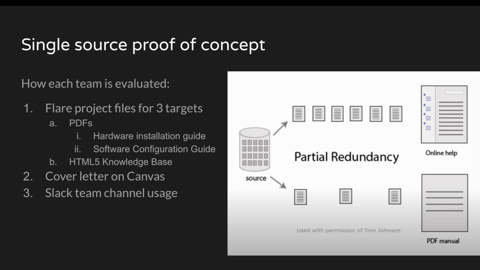Number one, you're going to need to output 3 targets, and targets is just a fancy word for output in Flare. There's going to be 2 print targets in the form of PDFs. One will be the hardware installation guide, and the second will be the software configuration guide. As a reminder, this is not going to be all of the content from the PDF. It'll just be chapter 1 from both guides, and then Appendix B for the hardware guide and Appendix A for the software guide. So that's the content that you're going to need to put together.